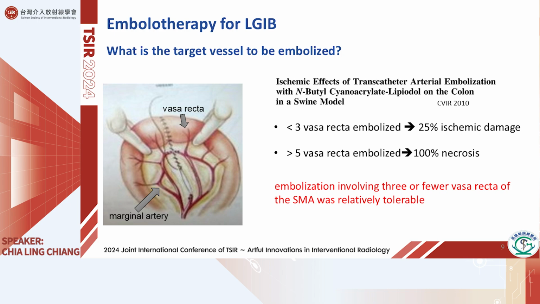For embolotherapy for lower GI bleeding, what is the target vessel to be embolized? We know that the mesentery of the small bowel and the colon is composed of the marginal artery and the vasa recta. And there is an important animal study using NBCA glue to do the artery embolization. If fewer than 3 vasa recta were embolized, the chance of getting ischemic bowel is about 25%. However, if more than 5 vasa recta were embolized, bowel necrosis is inevitable, 100%. So embolization involving 3 or fewer vasa recta of the SMA branches was relatively tolerable and safe.